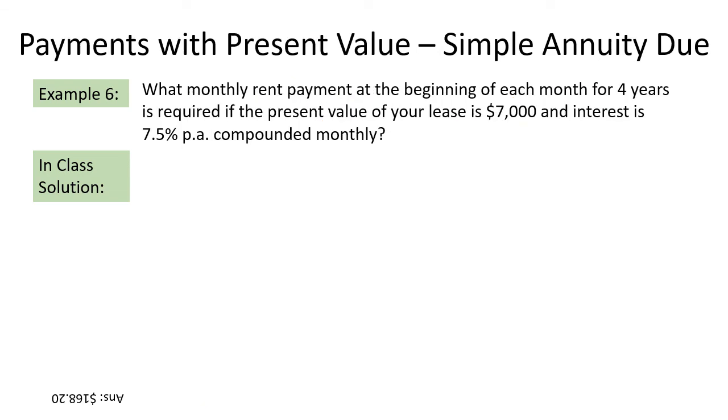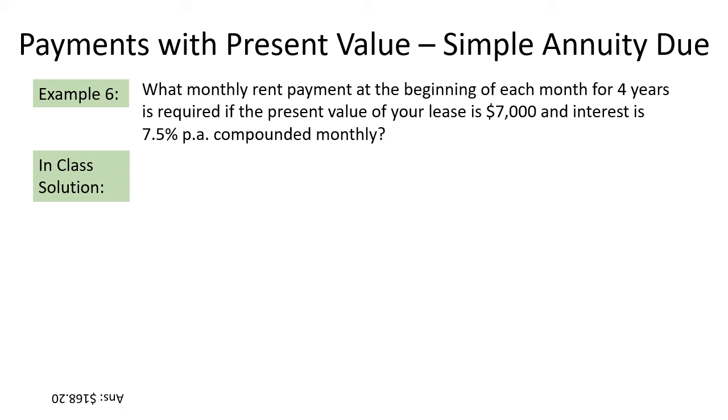All right, our last example. Okay, so again, trying to find the payment, but in this case, knowing the present value. So what monthly rent payment at the beginning of each month for 4 years is required if the present value of your lease is $7,000 and the interest is 7.5% per annum compounded monthly?